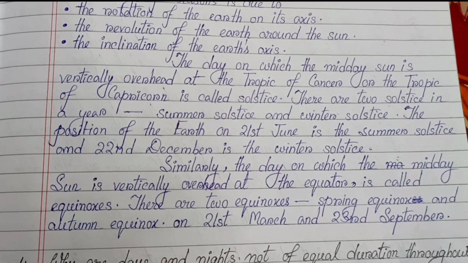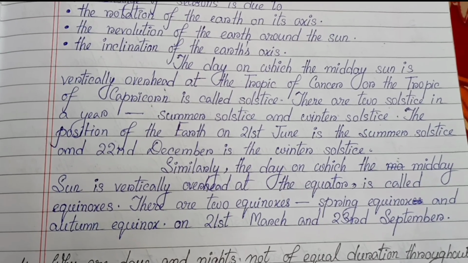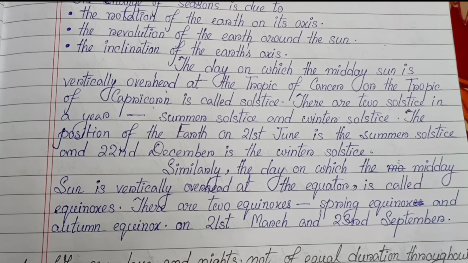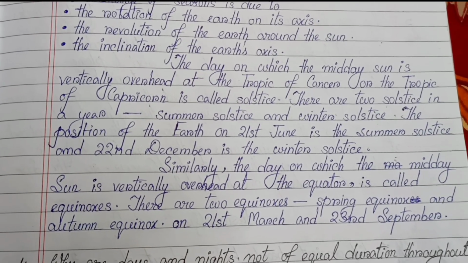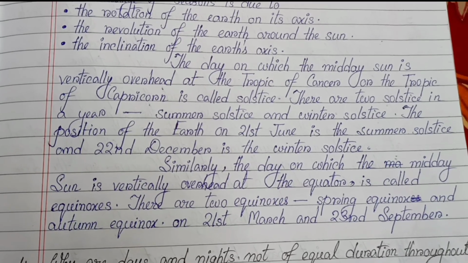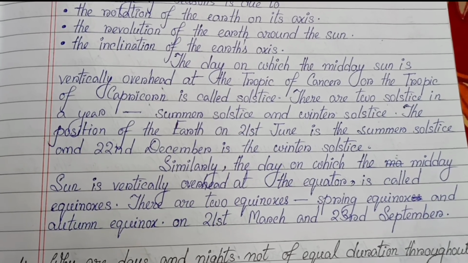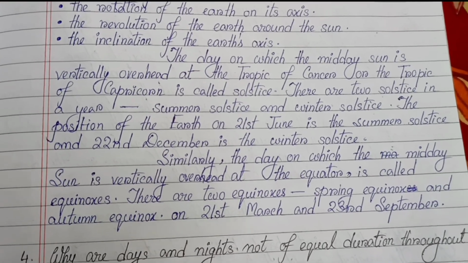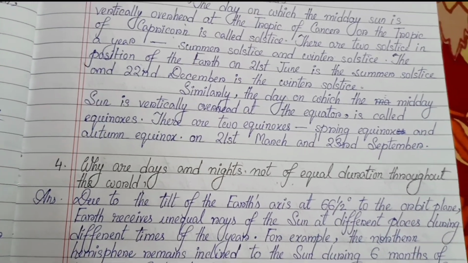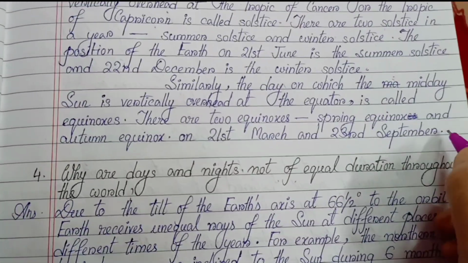Similarly, the day on which the midday sun is vertically overhead at the equator is called an equinox. There are two equinoxes, spring equinox and autumn equinox, on 21st March and 23rd September respectively.